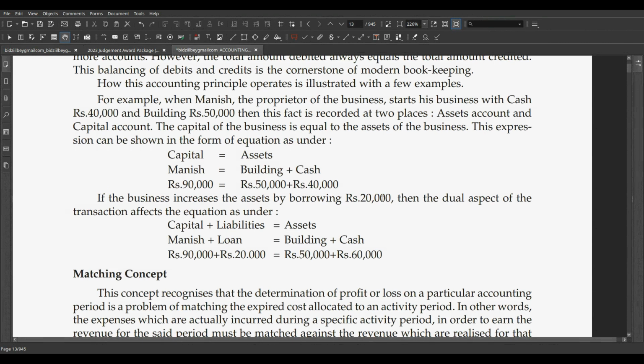Now, if the business increases the assets by borrowing $20,000, then the dual aspect of accounting works this way: capital plus liabilities equal assets. So what are the capital and the liabilities? You've got Manish, who is attached to the capital, plus the loan he took out. That's the liability. The capital that Manish had was 90,000, and the loan was 20,000, which equals the assets, which is the building plus the cash, the 50,000 plus the 60,000. Does that make sense?